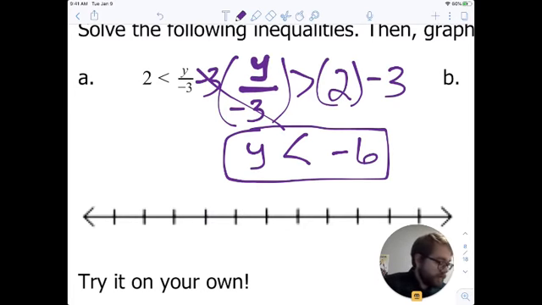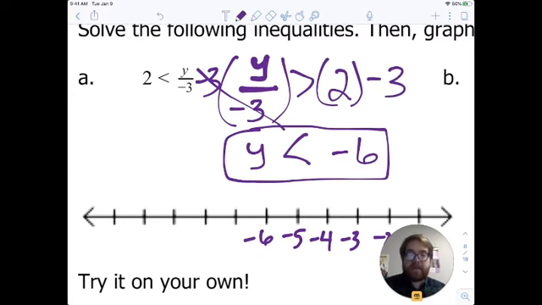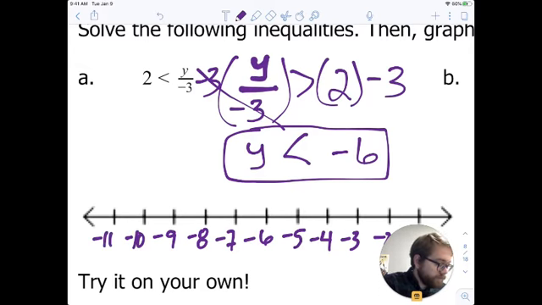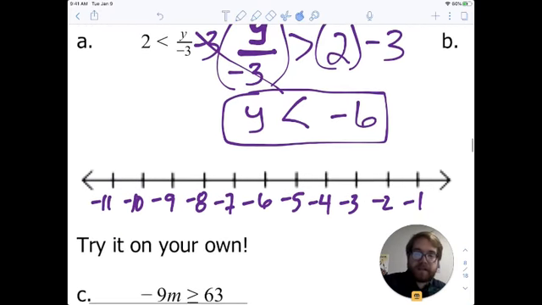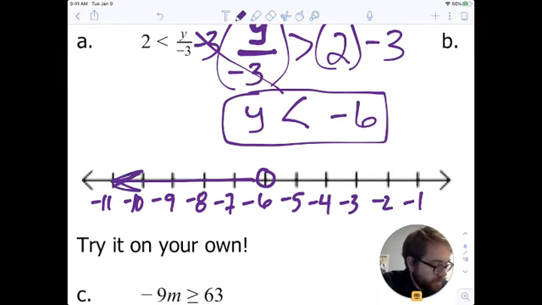So let's go ahead and graph this. Remember, I can put my numbers anywhere I want to on the number line. Just want to make sure to have my solution number, negative 6, and then leave space for numbers that are bigger and numbers that are smaller. So my solution is y is less than negative 6. So I have an open circle at negative 6 because it's just less than, and then my arrow will be going off to the left, okay? Because we're talking about the values that are less than negative 6.